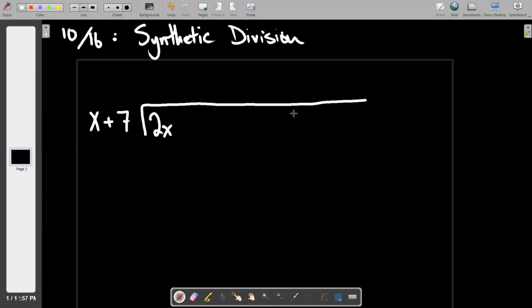So here we go. We are taking x plus 7 and dividing it into 2x to the 4th plus 16x to the 3rd plus 11x squared minus 23x minus 14. I wanted to give you a problem to start that had no trickery. There are no missing terms, no zeros necessary. In fact, there just might not even be a remainder. So let's see what happens here.